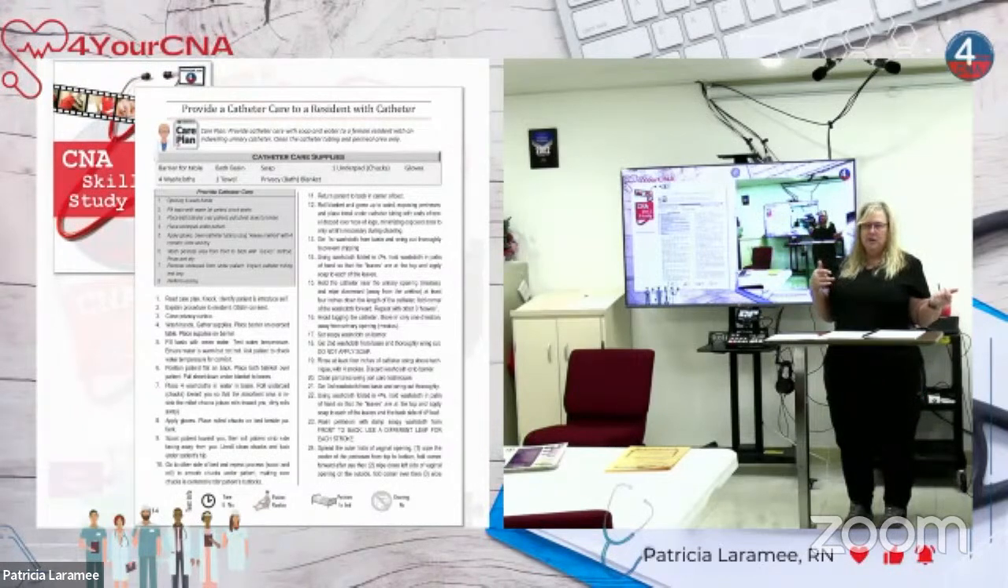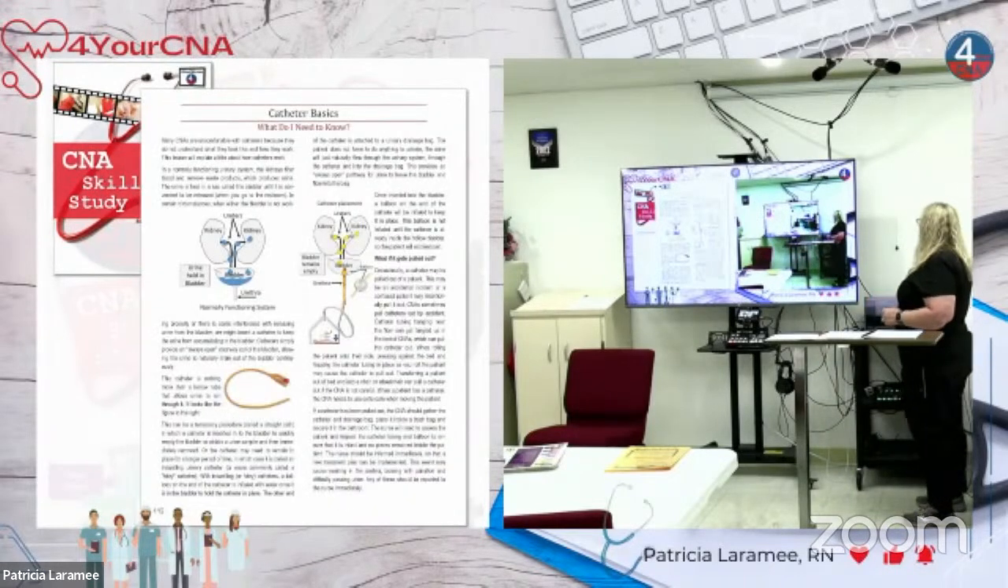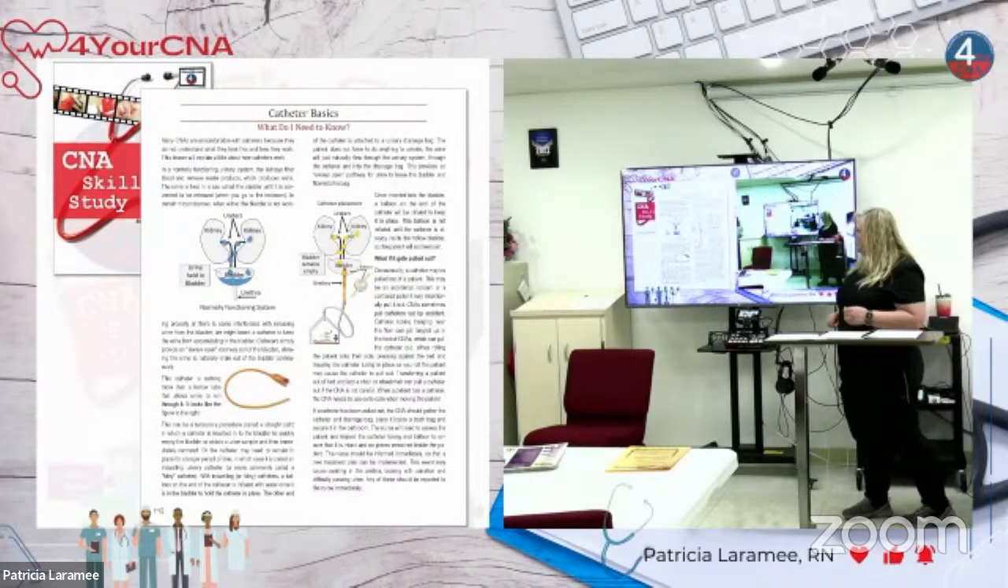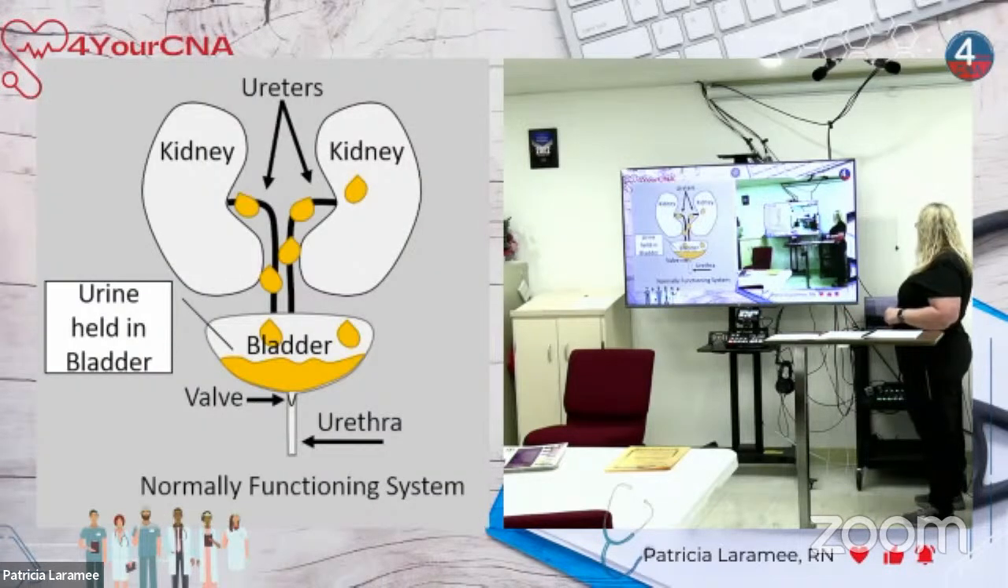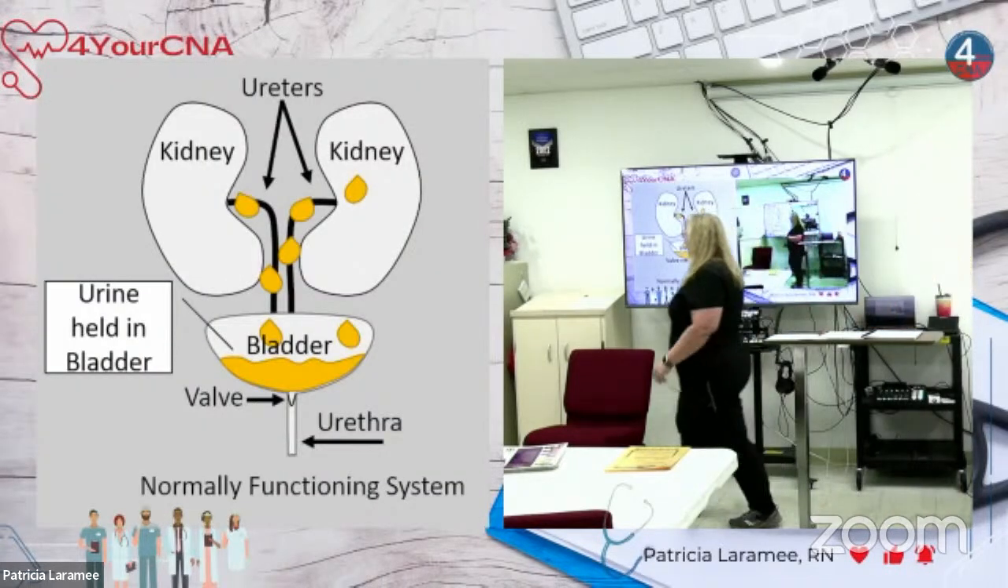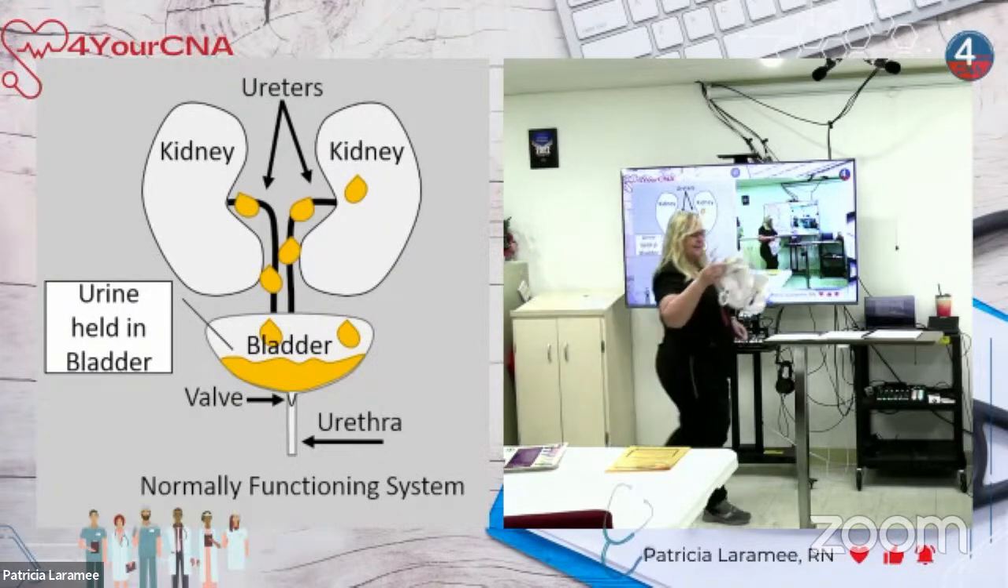Good? Questions? But in order to understand how to do this skill, we have to understand what a catheter is and how it works. So that's what we're going to get into now. If you turn in your books to page 112, everything I'm going to tell you is on page 112. Now this should look somewhat familiar to you. We talked about this last week.